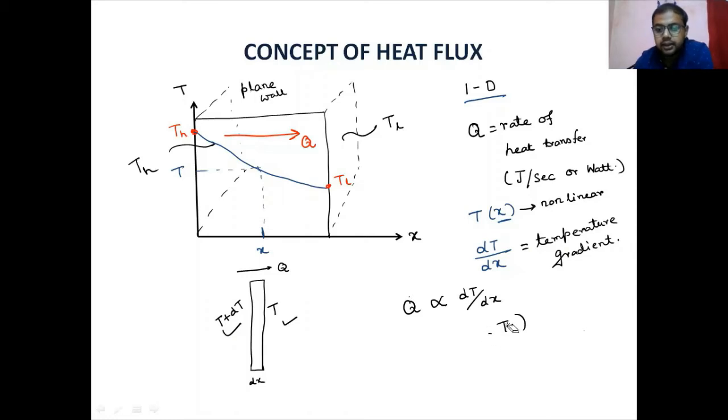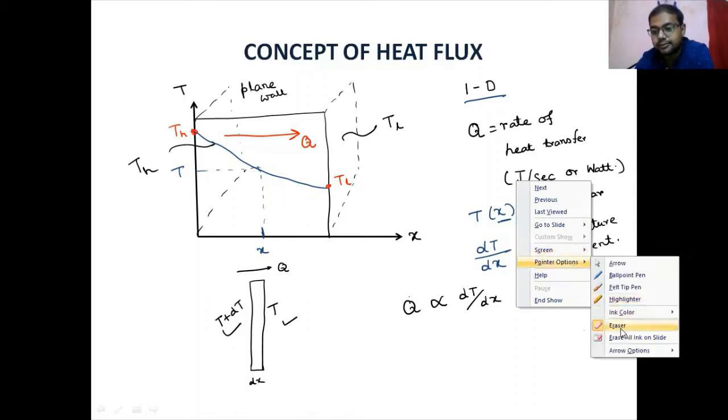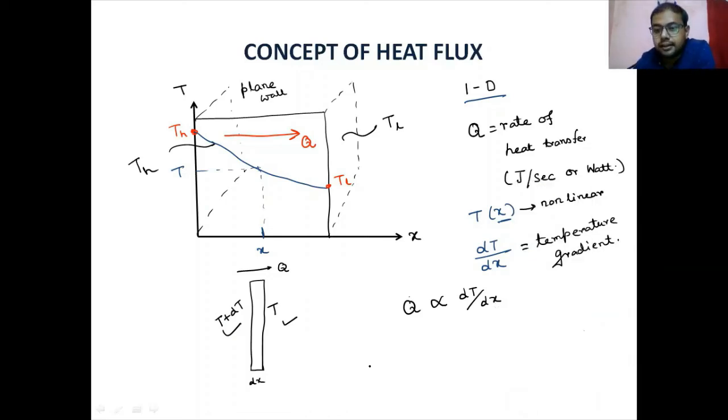So the rate of heat transfer depends on the temperature gradient. Another thing it depends on, which we are going to discuss now, is the area, the cross-sectional area. Very, very important: the cross-sectional area normal to the direction of heat transfer.